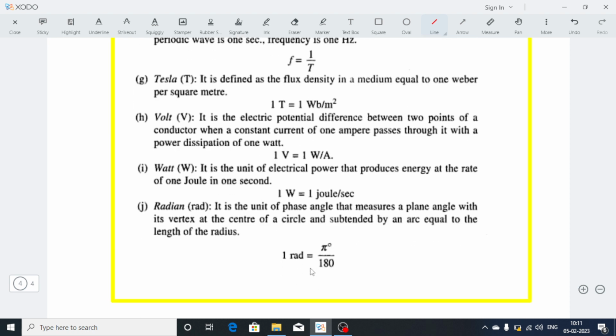Radian. It is the unit of phase angle that measures a plane angle with its vertex at the center of a circle and subtended by an arc equal to the length of the radius. So 1 radian is equal to pi by 180 degrees.